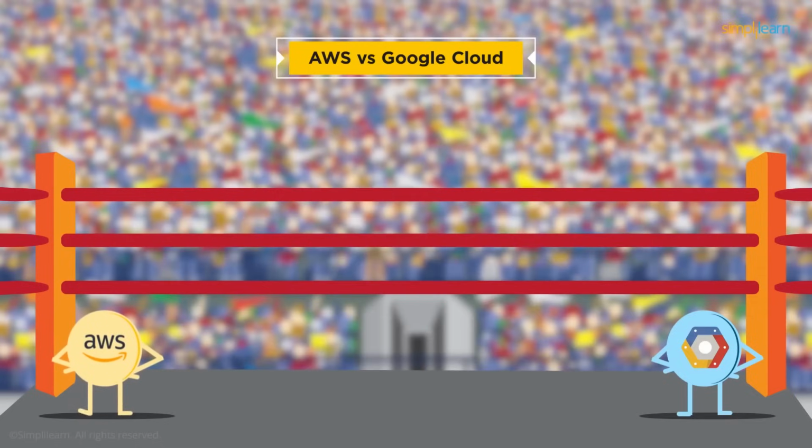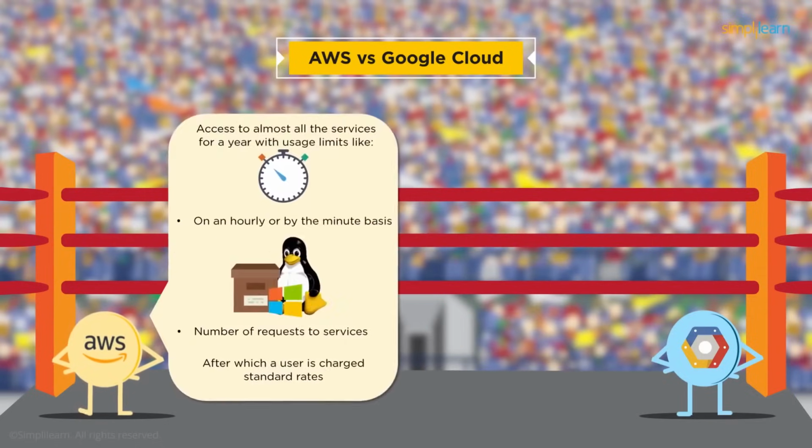Now, let's talk about things you get for free. With AWS, you get access to almost all the services for an entire year with usage limits. Now, these limits include an hourly or by the minute basis. For example, with Amazon EC2, you get 750 hours per month. You also have limits on the number of requests to services. For example, with AWS Lambda, you have 1 million requests per month. Now, after these limits are crossed, you get charged standard rates.